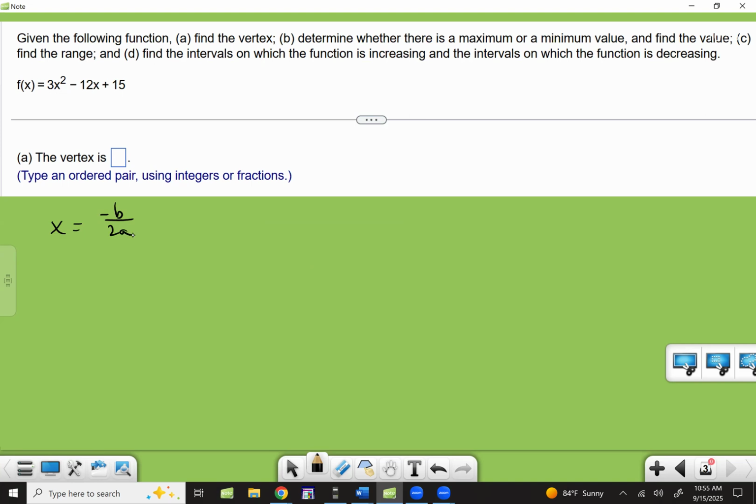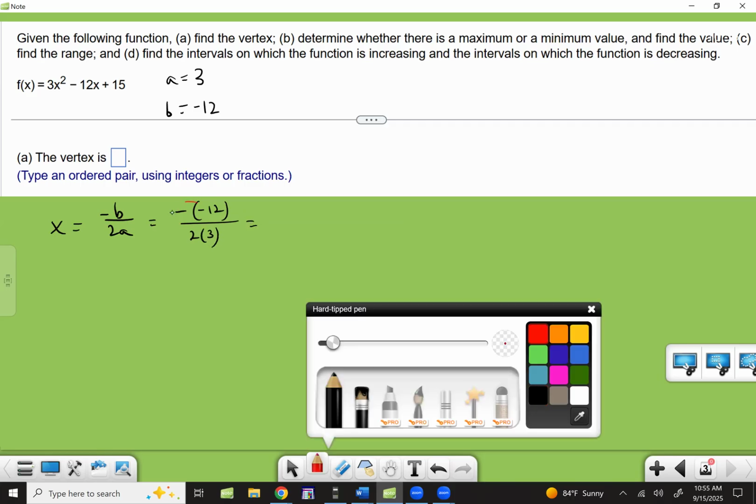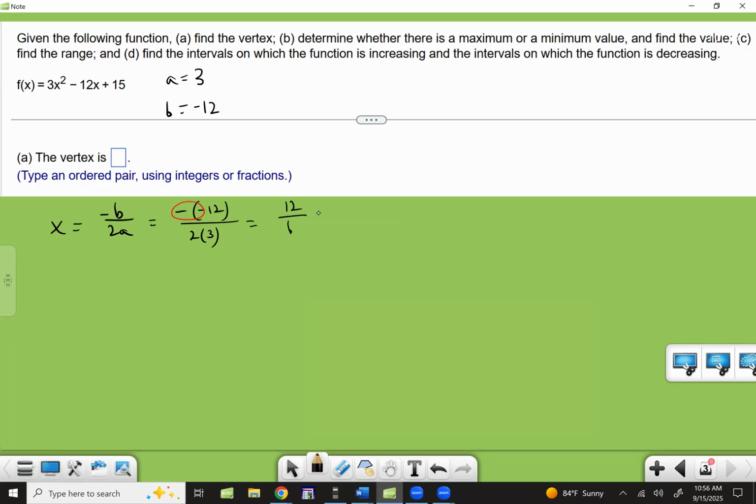-b/2a. And we can see up here that a is going to be the number in front of the x squared, so 3. And b is going to be the number in front of x, so -12. So let's go ahead and substitute those in. -(-12). Boy, they're really testing our negatives today. And then 2 times 3. So we know that the double negative like this is going to become a positive 12. 2 times 3 is 6. And 12 divided by 6 is 2. So for the vertex, we know the x value is 2.